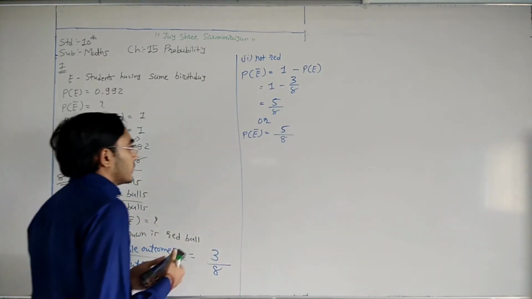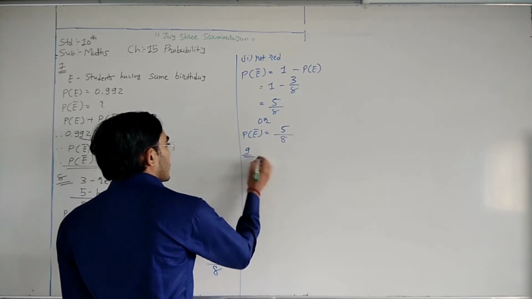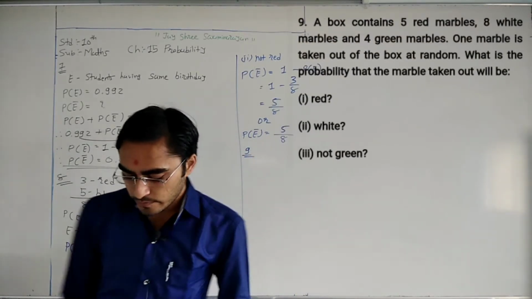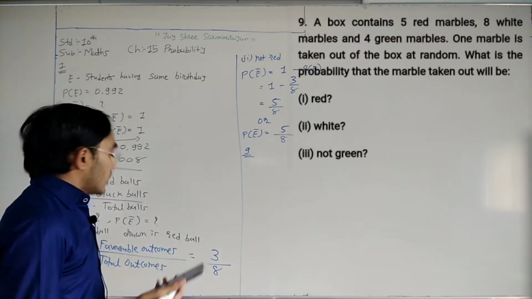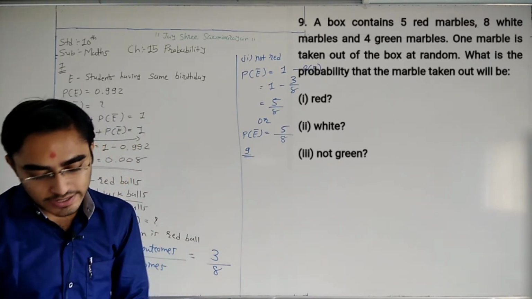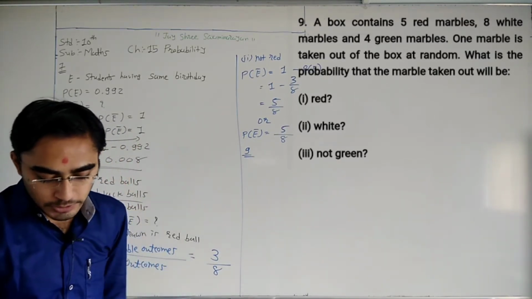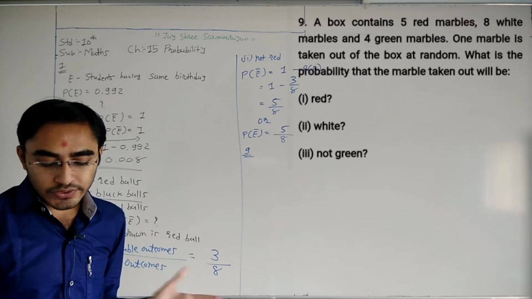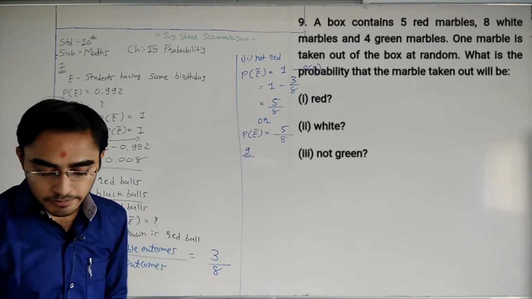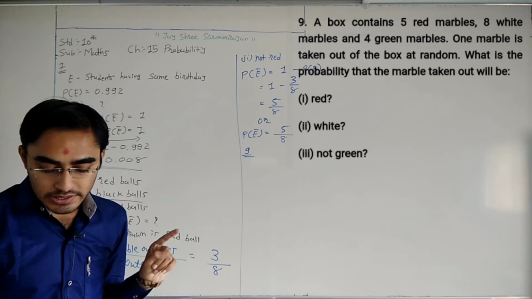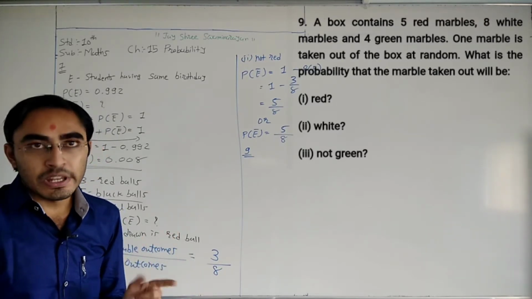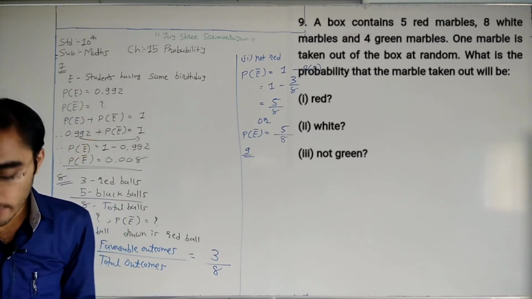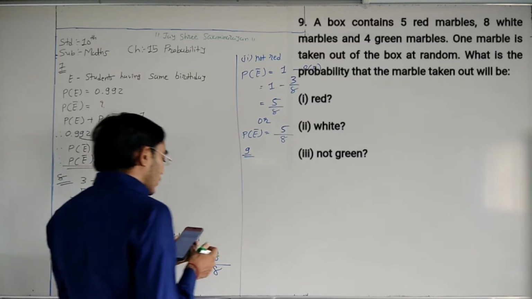After that, question number 9. First of all, read the question. A box contains 5 red marbles, 8 white marbles, 4 green marbles. One marble is taken out of the box at random. What is the probability that the marble taken out will be red, white, not green? So total 3 internal questions we have here.